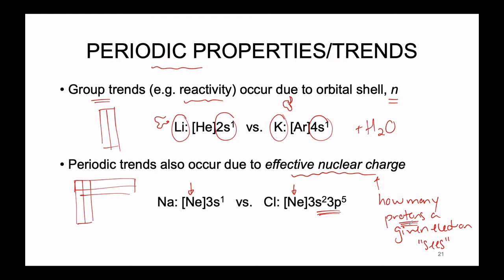Now, it's not just going to be a one-to-one correlation. We actually have a way to estimate how many protons each of these electrons is going to see, and how this varies horizontally across the row is going to dictate the types of reactivities and the types of trends that we're going to be talking about, such as size and metallic character, just to name a couple.